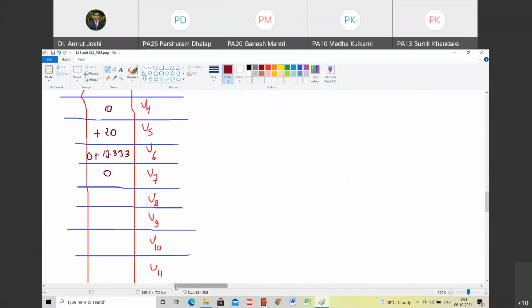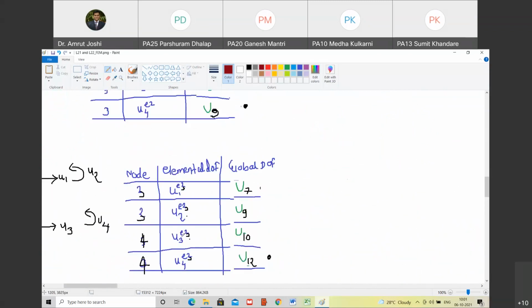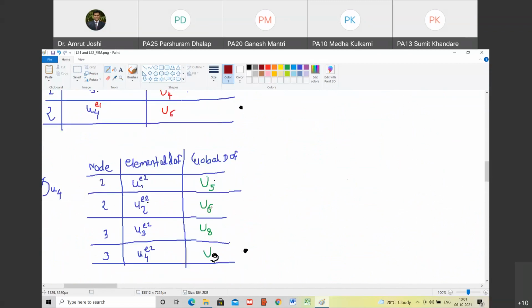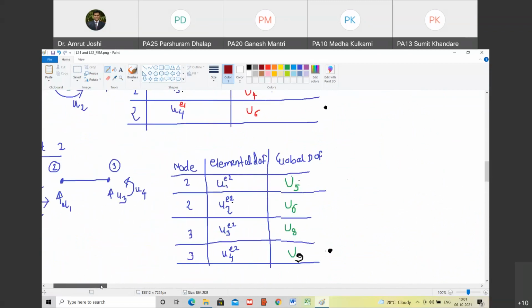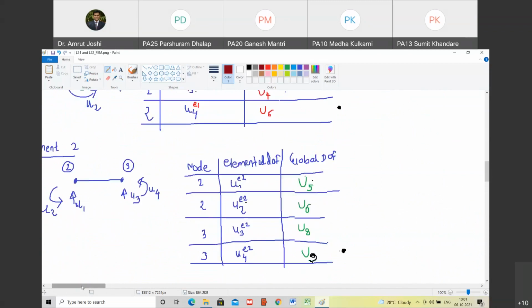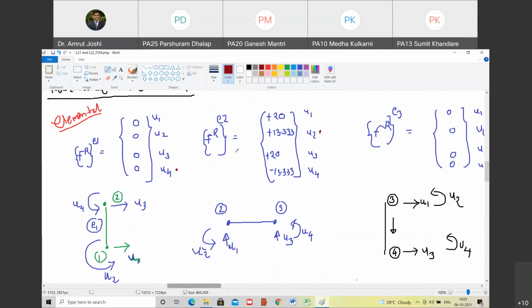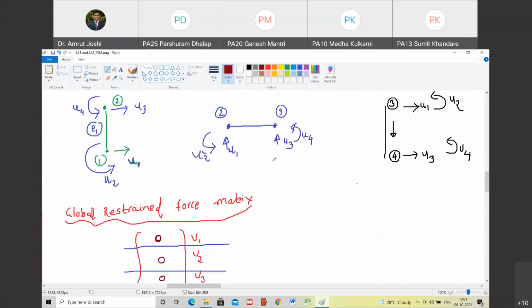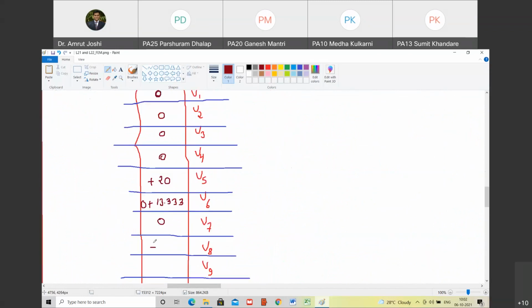What about U8? U8 is part of second element. Which degree of freedom? Third degree of freedom. So I am going to go for second element, third degree of freedom, plus 20. Happy?